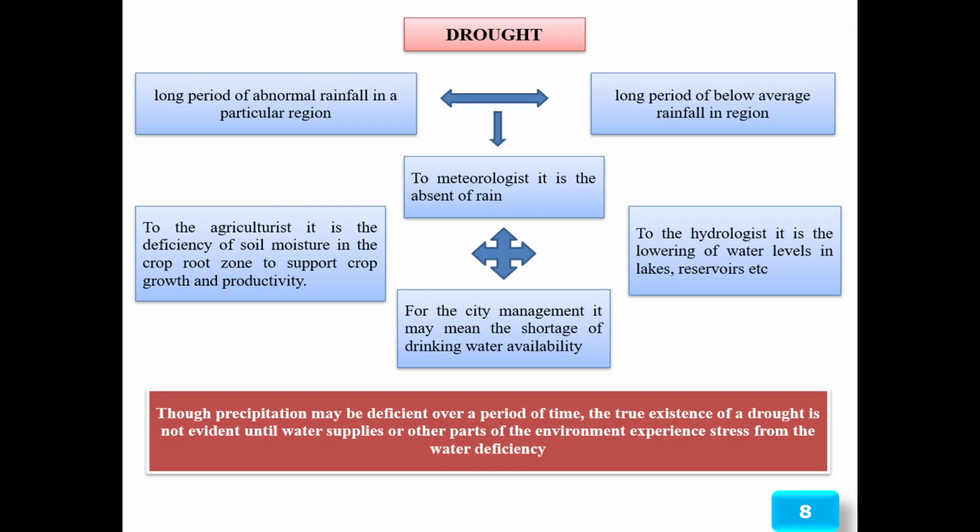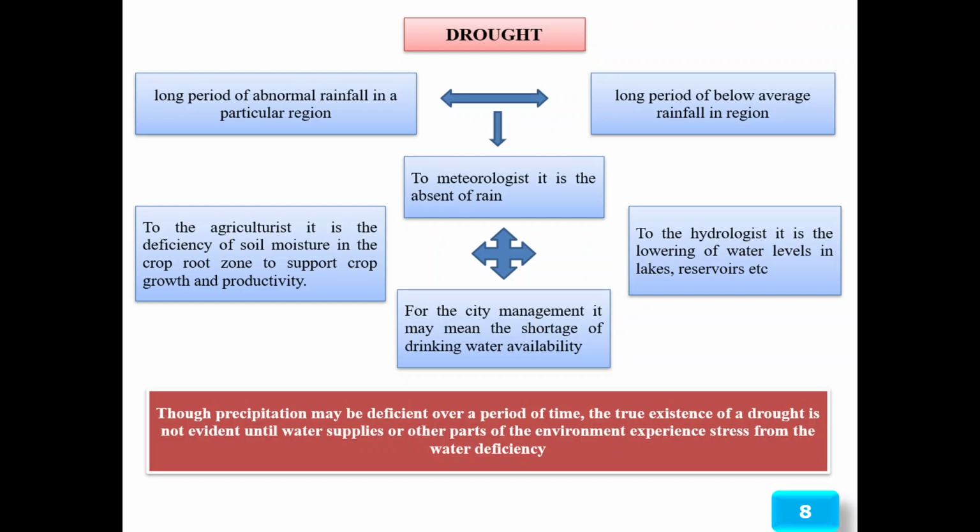To the meteorologist, it is the absence of rain. Whereas to the agriculturist, it is the deficiency of soil moisture in the crop root zone to support crop growth and productivity. So automatically we can expect that the productivity is reduced. Meanwhile, to the hydrologist, it is the lowering of water levels in lakes, reservoirs, ponds, and in many places even wells. For city management, it may mean the shortage of drinking water availability.